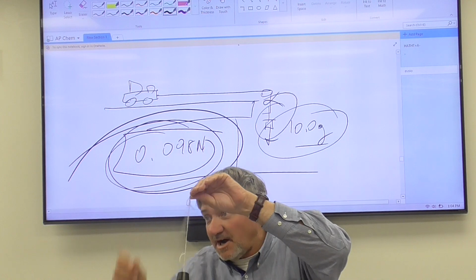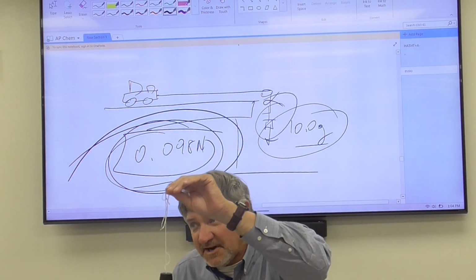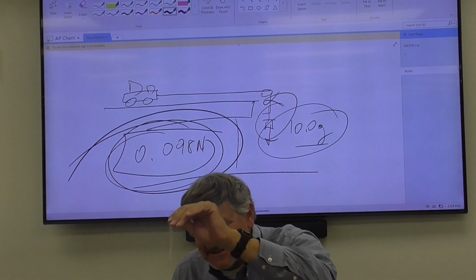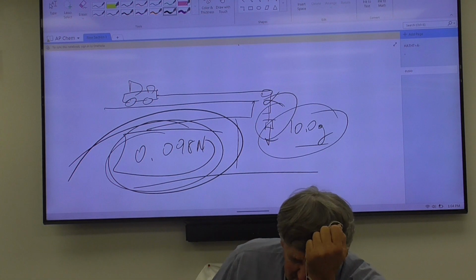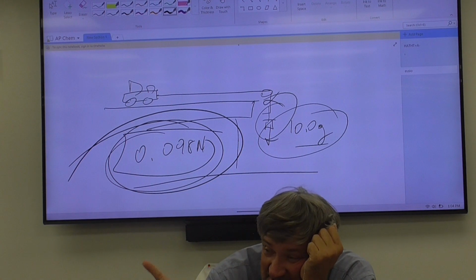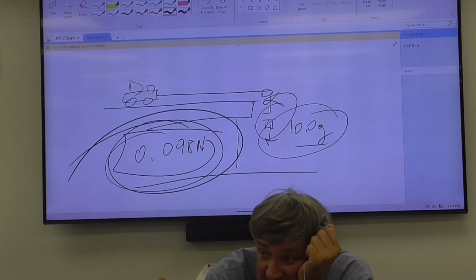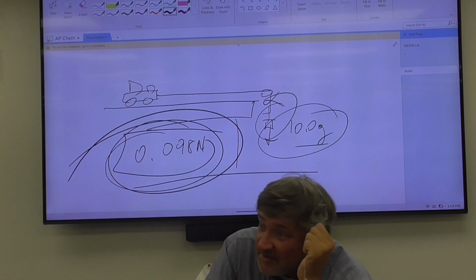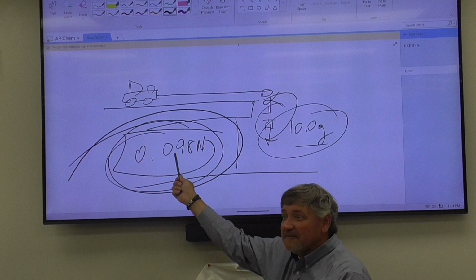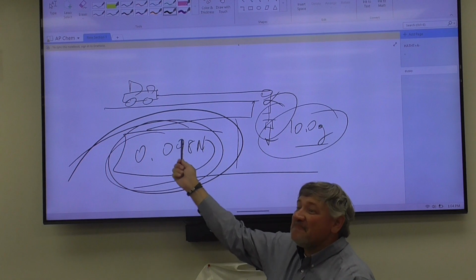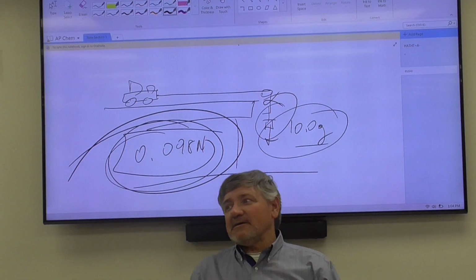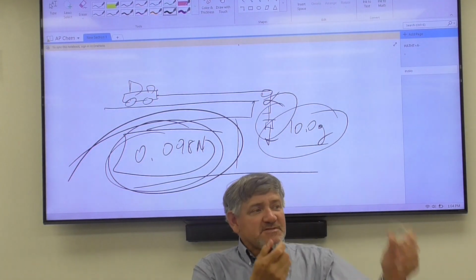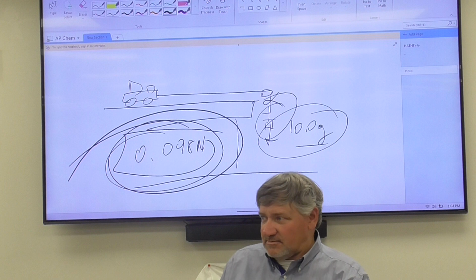I cut the string, Connor. What's the only force acting on it? That's the acceleration that it's going to cause. Don't confuse the acceleration with the force. And what's the numeric value of that force? 0.098. Beautiful, because it's only a 10-gram mass. Okay? So when I cut the string, the only force acting on it is 0.098 newtons.